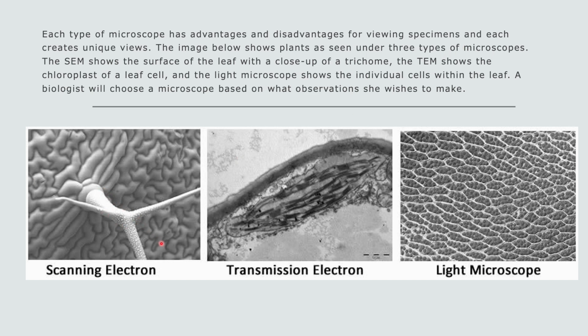The TEM shows the chloroplast of a leaf, and then the light microscope can show the individual cells within a leaf. The biologist has to choose the microscope based on what observations they need to make. So again, looking at the leaf, you have your chloroplast shown underneath the transmission electron microscope, and then the individual cells are seen on a light microscope.